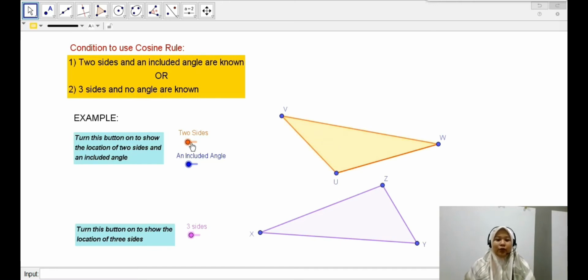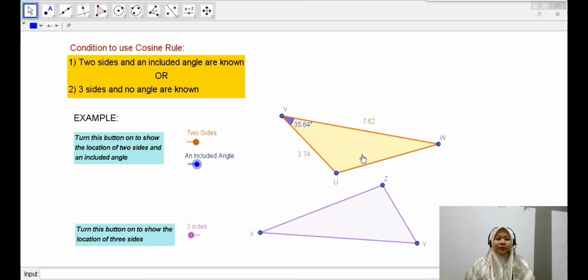In this diagram, we know the two sides, which are VU and VW. So the included angle will be at V. Usually this condition is used if we were to find the length of UW, or in other words, the length of the side opposite to the given angle.